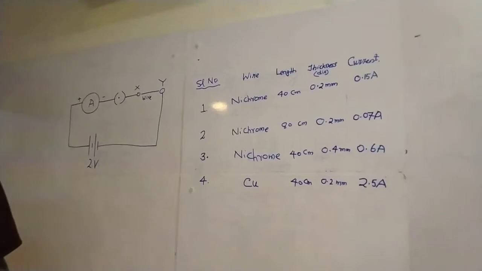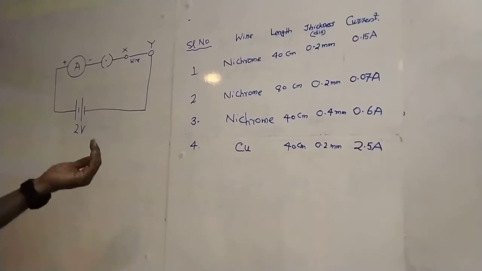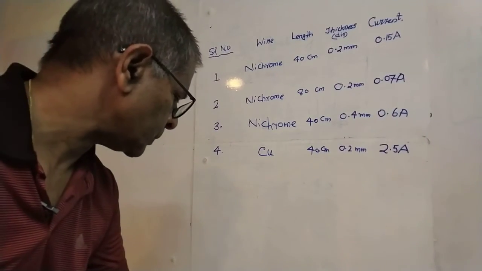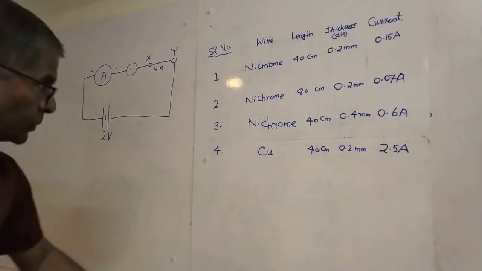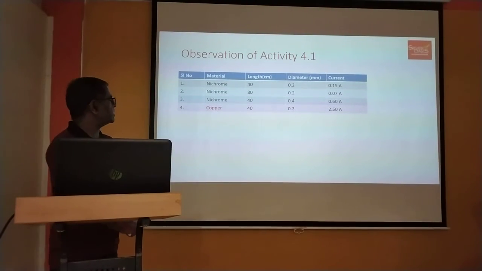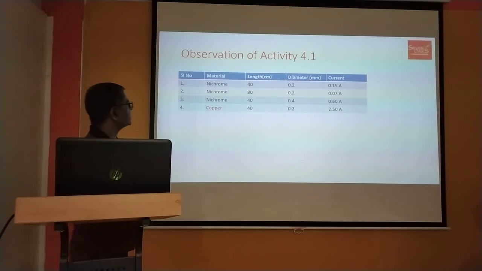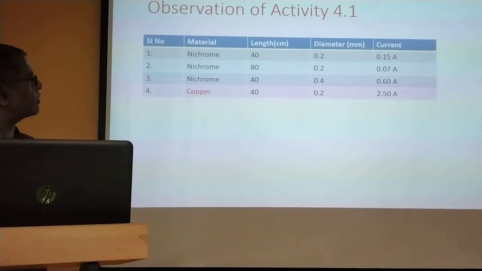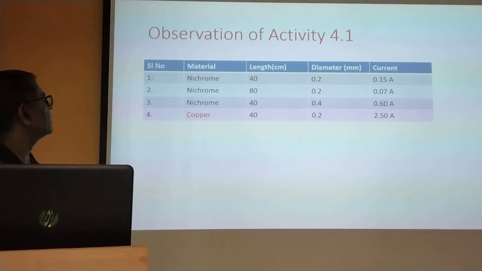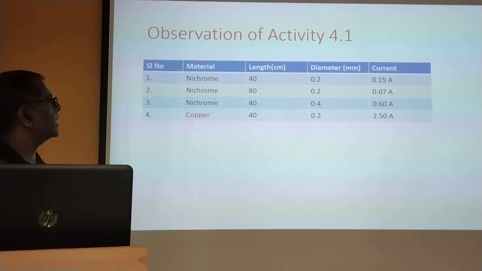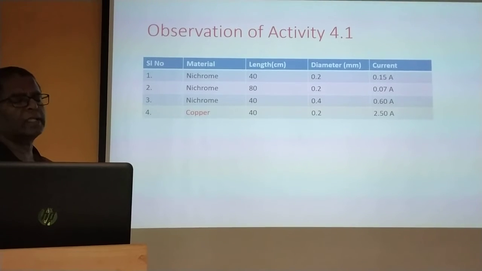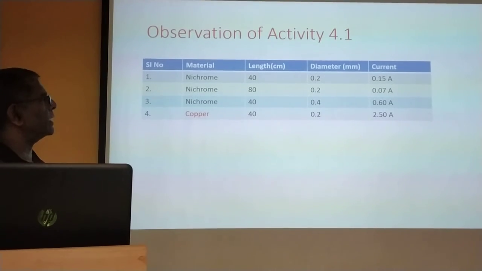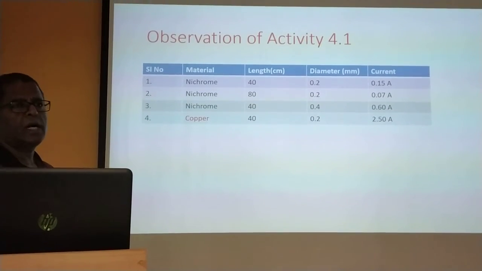So with that we have completed the activity, and now let us derive the relation between why it is happening and what is the relation between the resistance and the length of a wire, thickness of the wire, and the material, how they are related. So here is the summary of our observation. If you see this, the last column is showing the current flowing through the wire. So when the nichrome wire was used, length was 40 centimeter, the current was 0.15 ampere. When the length was increased to 2 times, keeping the diameter or thickness same, the current is almost half.